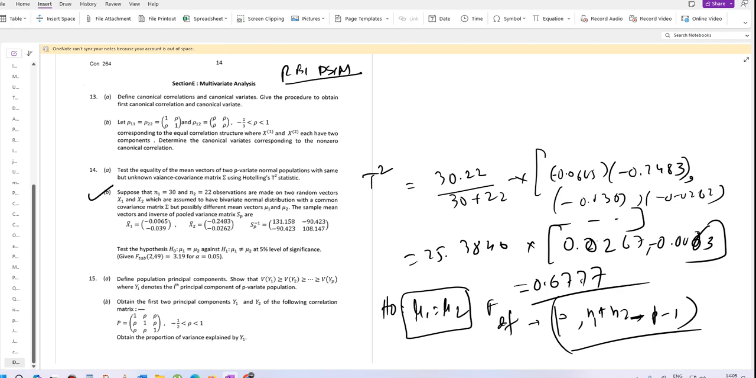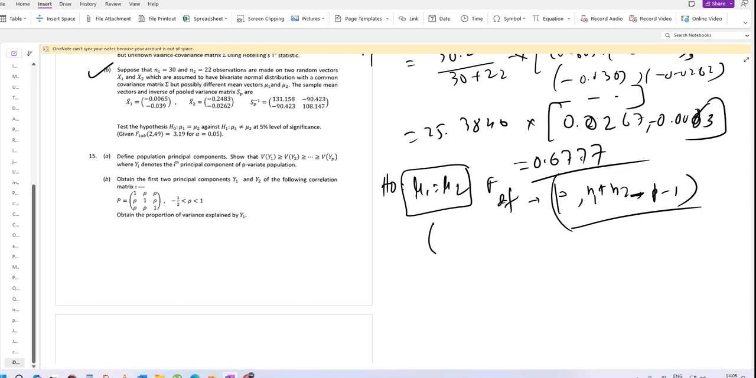So the critical value of the F distribution is actually 2,49 in this. This is given as 3.19. So since the calculated value T square, 0.6777, is less than the table value, we fail to reject the null hypothesis, we can accept the null hypothesis. So there is insufficient evidence to conclude that the means of the vectors are different.